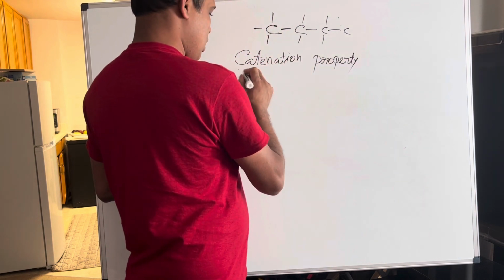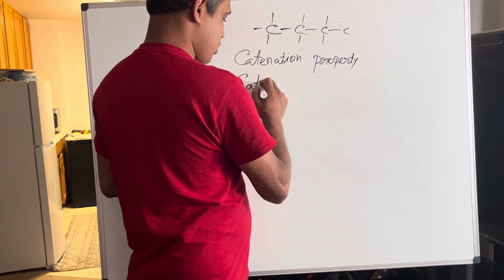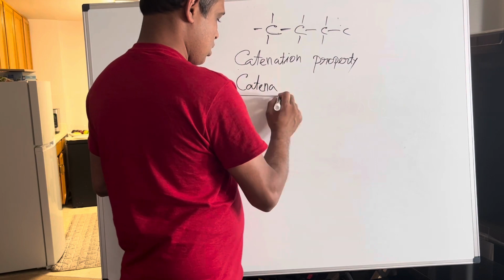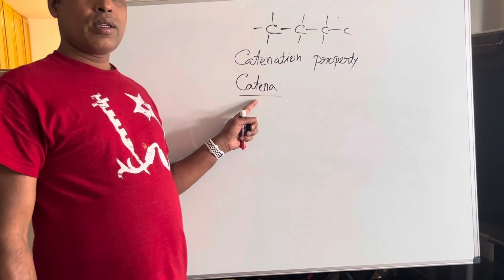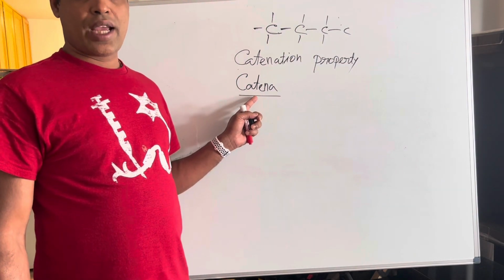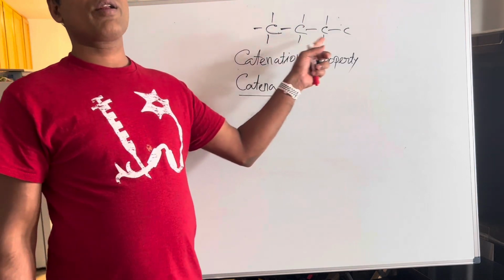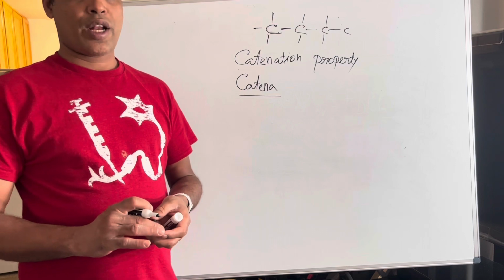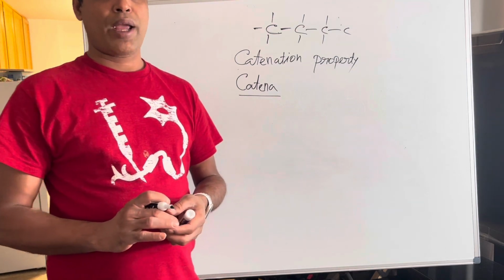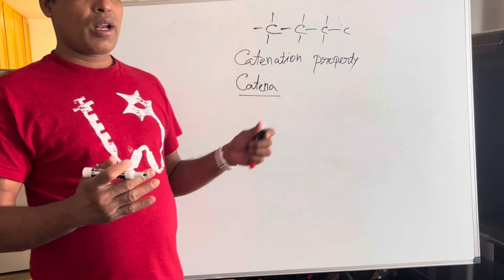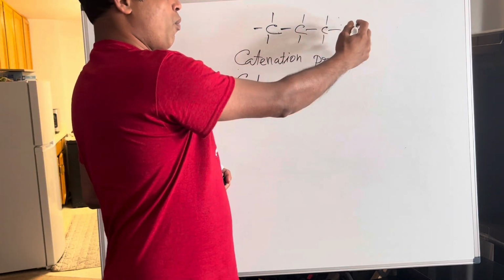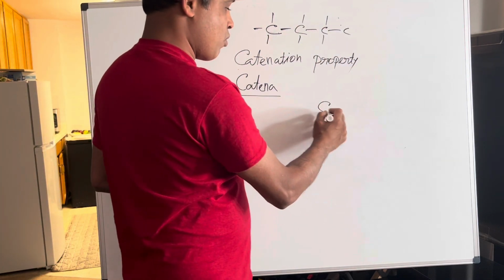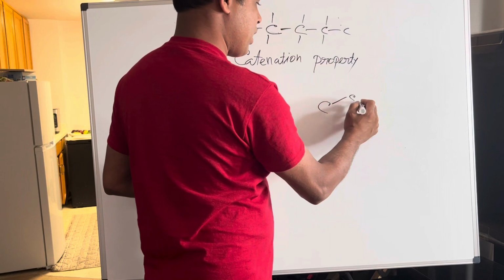The Latin word catena means chain. So that means carbon can make a bigger chain. This property is called catenation property. That's why carbon can make different kinds of carbon chain lengths. So this is an open chain. Carbon can also make a cyclic chain.